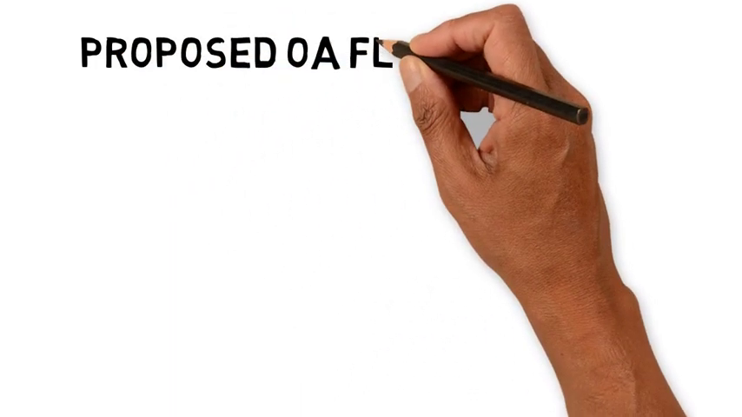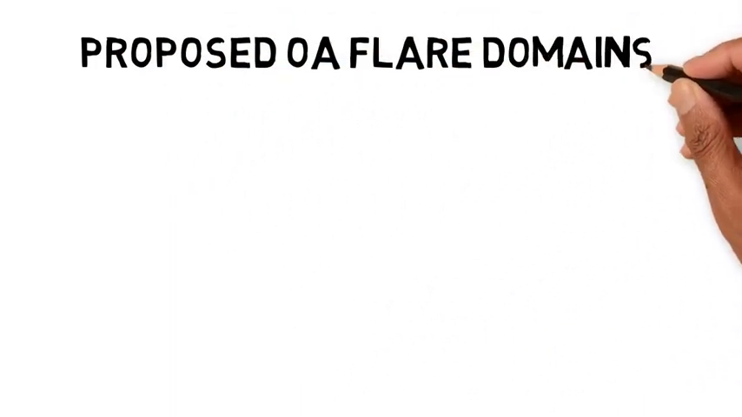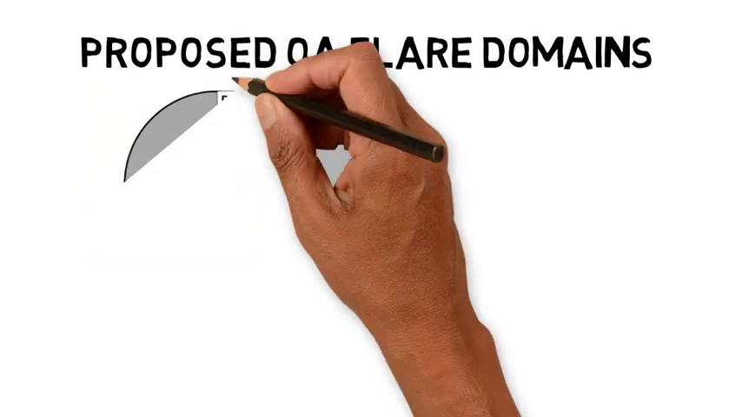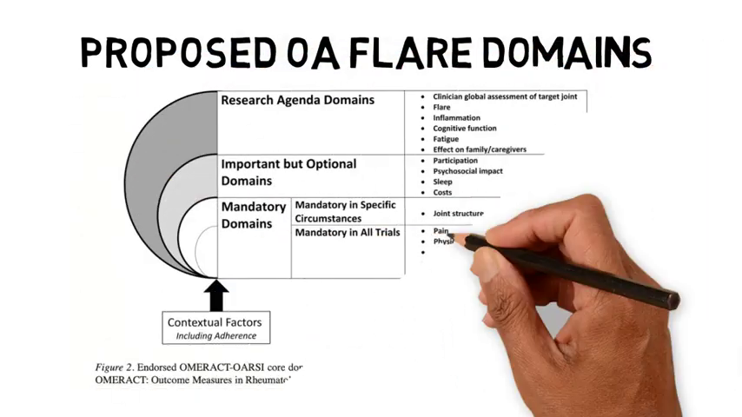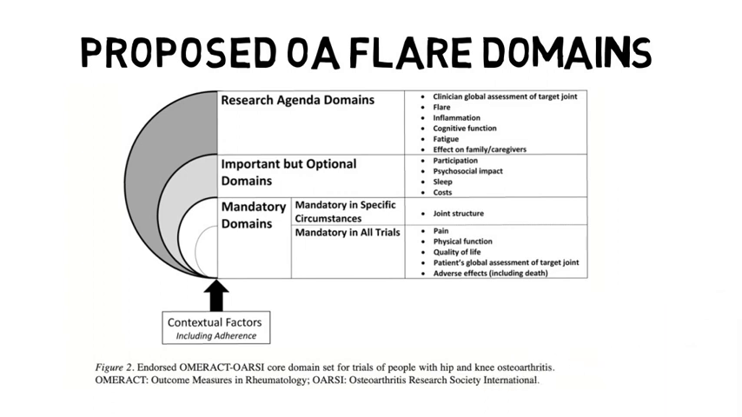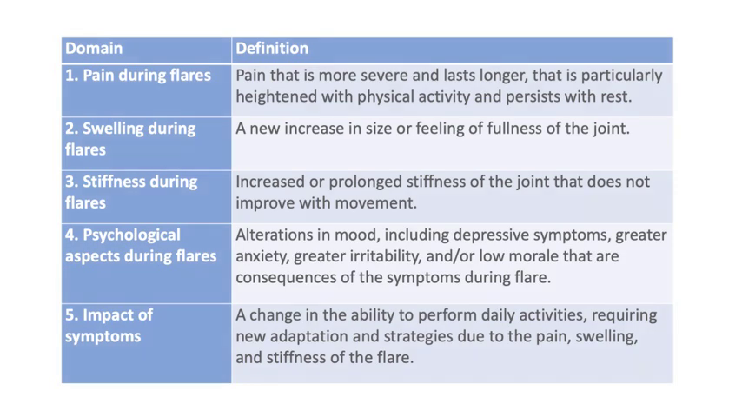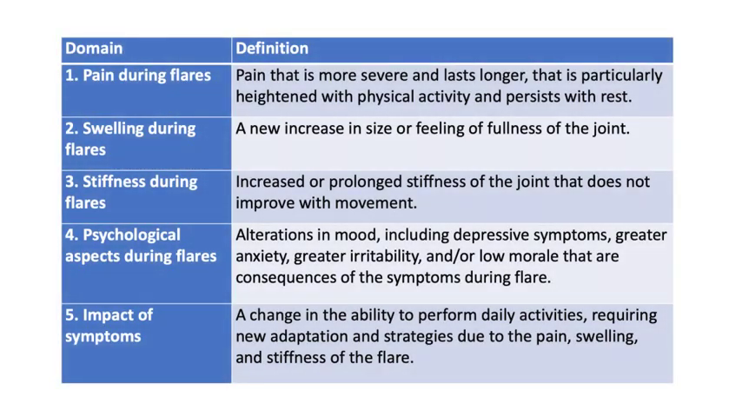Based on 5 years of work, including a systematic literature review, qualitative interviews, 2 Delphi rounds, and a final consensus survey, the OMRAC Flares and OA Working Group proposes 5 domains of hip or knee OA flare, with definitions unique to a flare episode that can be used to develop a composite measure. The domains are pain during flares, swelling during flares, stiffness during flares, psychological aspects during flares, and impact of symptoms.